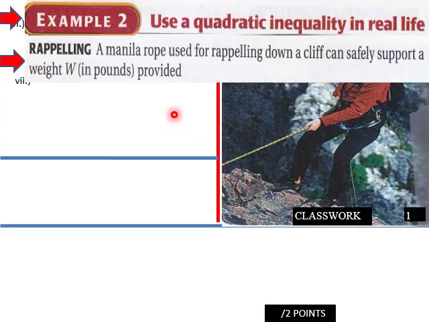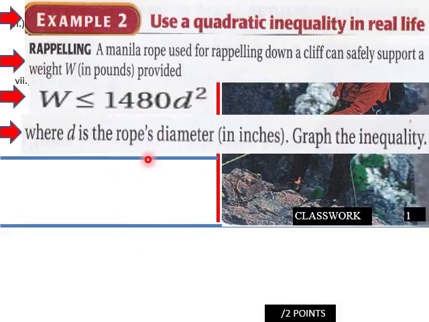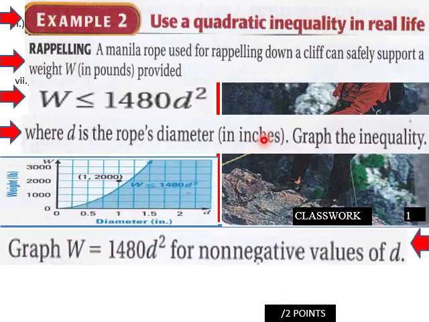inequality in real life. So a manila rope used for rappelling down a cliff can safely support a weight in pounds provided here. Weight is less than or equal to 1480 d squared, where d is the rope's diameter. Graph the inequality. So here is a situation here where we graph w equals 1480 d squared for non-negative values of d. So here is 1/2 of a parabola is actually what this is. W is less than or equal to 1480 d squared.